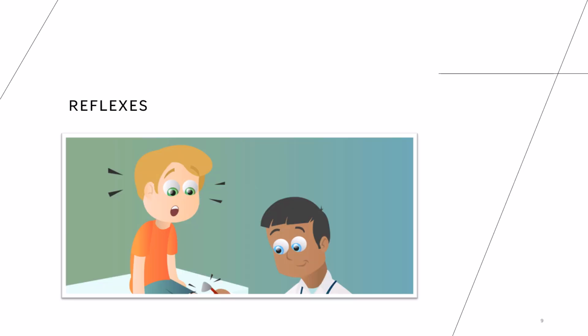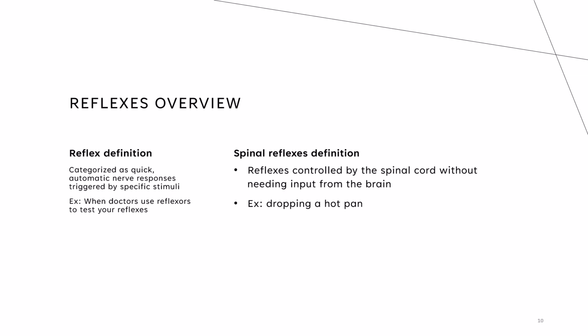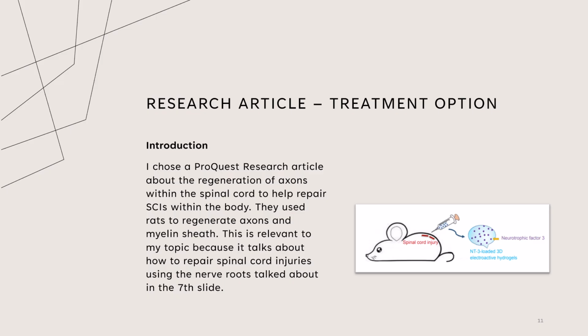Next, I'm going to talk about reflexes. By definition, a reflex is categorized as a quick, automatic nerve response triggered by specific stimuli. So when you're at the doctor's and they use the reflex hammer to test your reflexes, that's considered a reflex. And spinal reflexes are pretty similar. They're controlled by the spinal cord without needing input from the brain. Like dropping a hot pan, you do that by accident, you let go of it, it's a reflex.